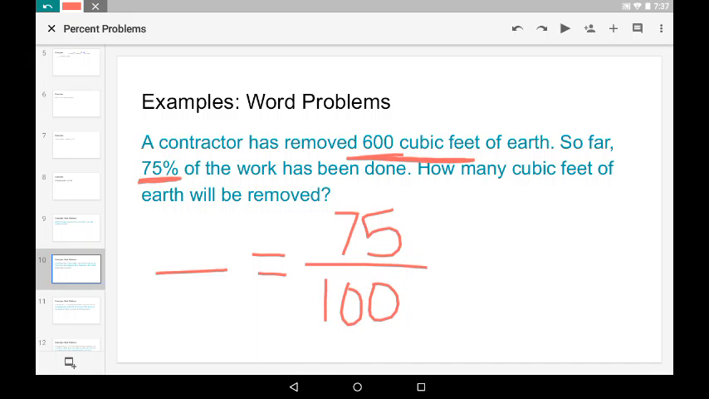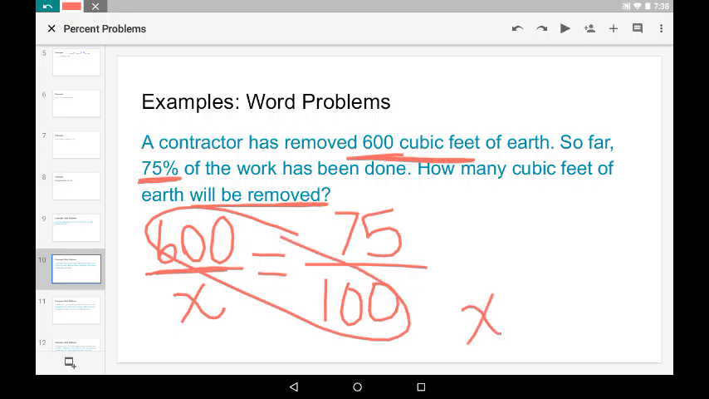What can we put in the first one? A contractor has removed 600 cubic feet of earth. 75% has been done. How many will be removed? So we're looking for the total amount, which means that X will go on the bottom and 600 will go on the top. Right now, 600 have been removed, but the contractor is only 75% done. Part of the earth has been removed. The whole amount has not been removed yet. So we will cross multiply 600 times 100 divided by 75. We get that X equals 800 cubic feet.